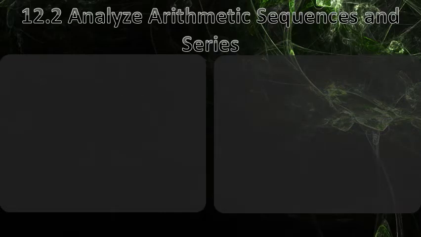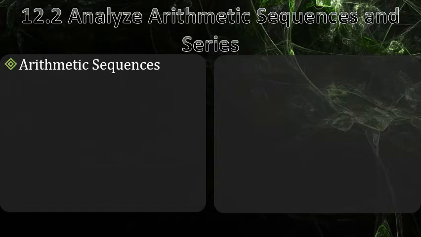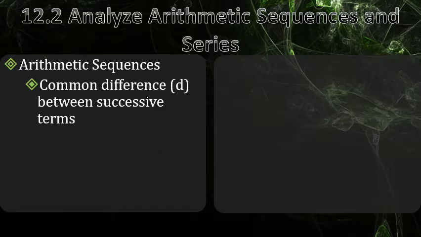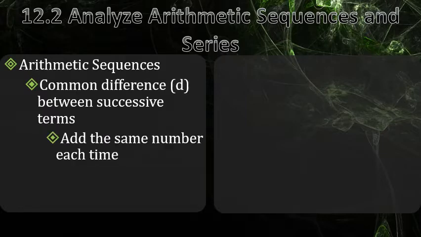Lesson 12-2. Analyze arithmetic sequences and series. An arithmetic sequence has a common difference between successive terms, meaning you're always adding the same thing to get the next term. You add the same number each time.